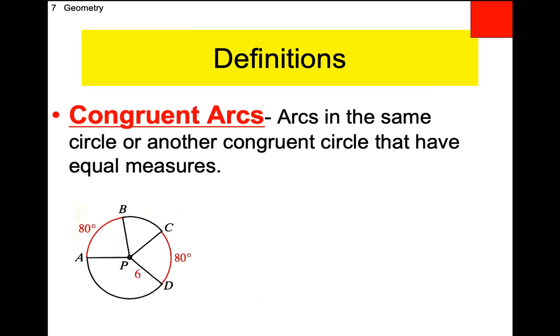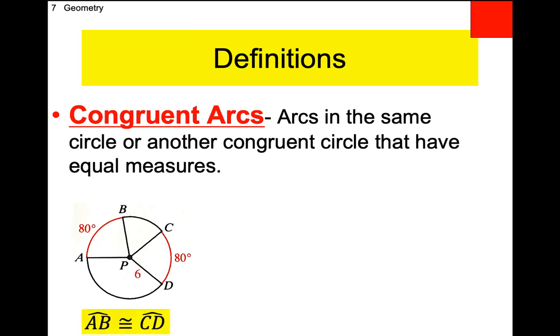If you need a picture, here's the picture. Do you see that circle P there? How big is AB? How big is CD? Therefore, CD and AB are congruent. Added together, sure, 160. So these are arcs in the same circle that have the same measurement, 80 degrees.